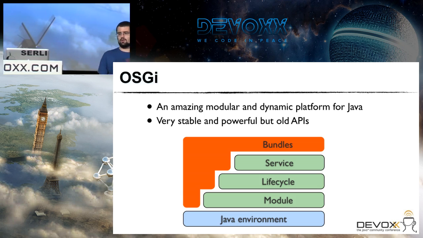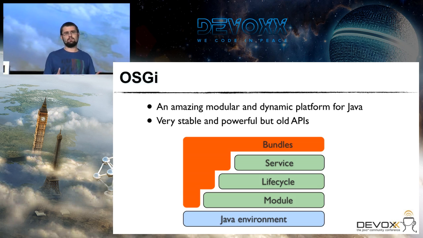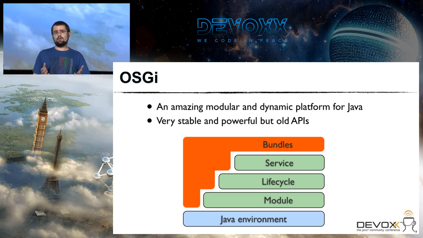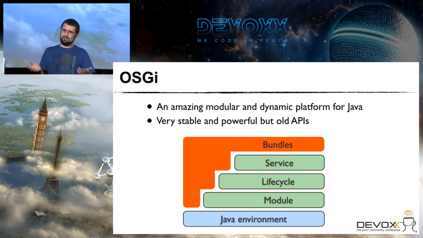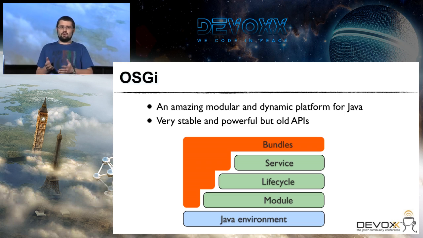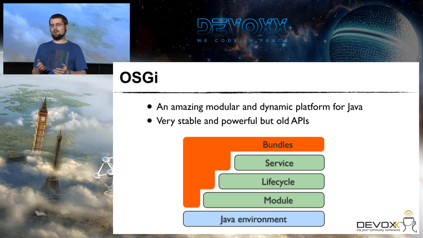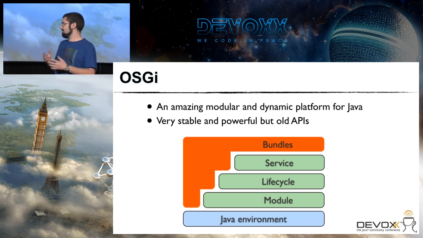So what is OSGi? It's a modular and dynamic platform for Java. And it's old. It's more than 10 years now. But it's very stable and mature. And as a drawback, you may find the APIs a bit dusty. I know many of you might fear to dive into OSGi because you think it's complex or difficult. And that's not entirely false. But with Weld-OSGi, you can give a try at OSGi.